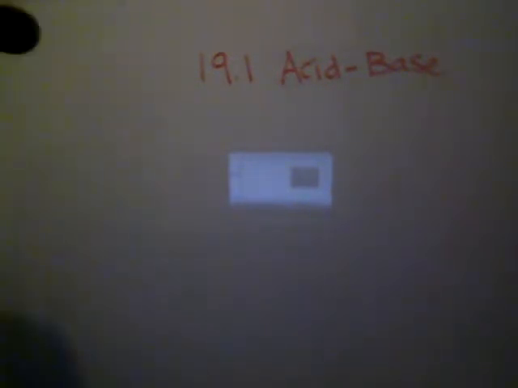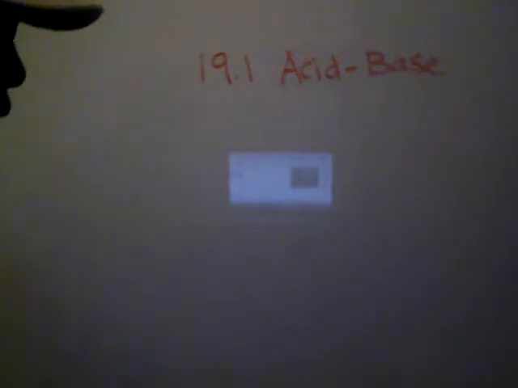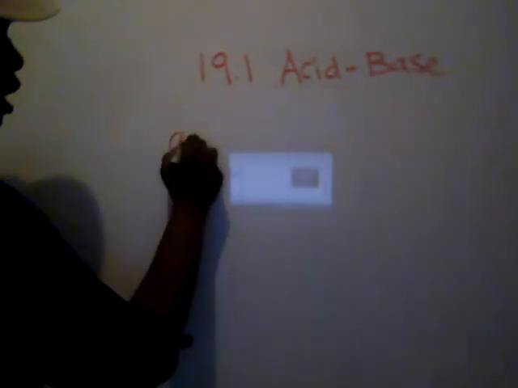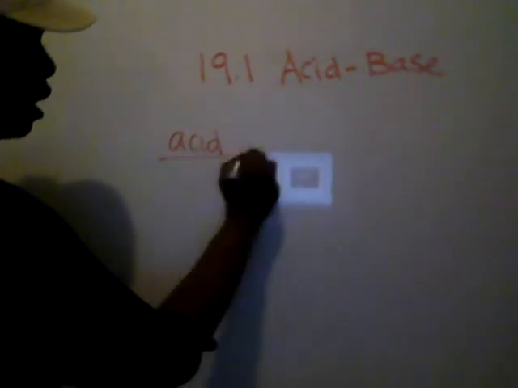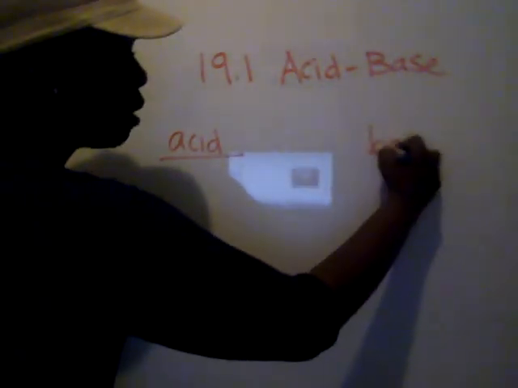In this video, we'll cover acid and base concepts and definitions. We'll leave the pH calculations for the next video. So for 19.1, the big thing we need to be able to describe are the properties of an acid and the properties of a base.